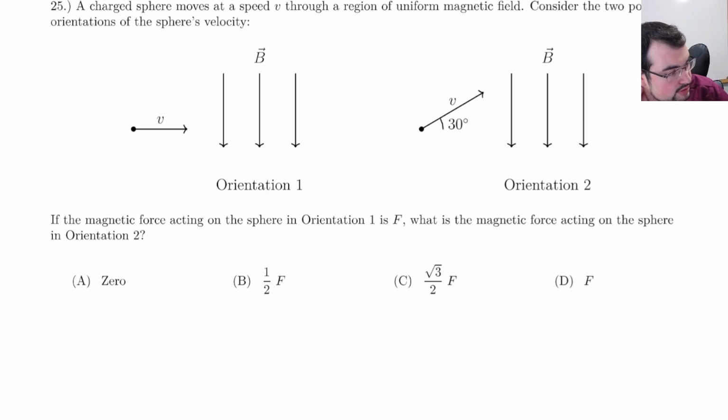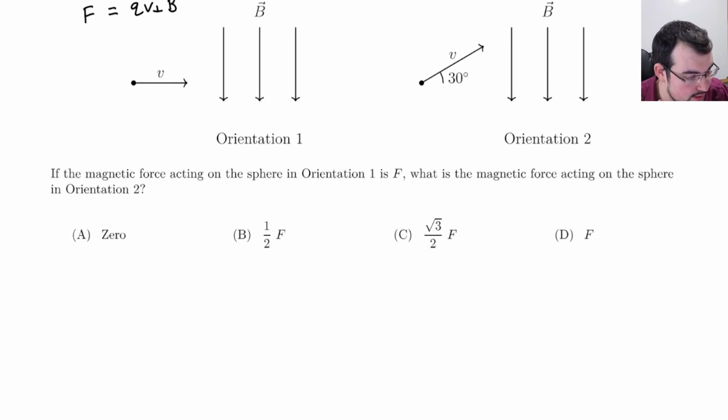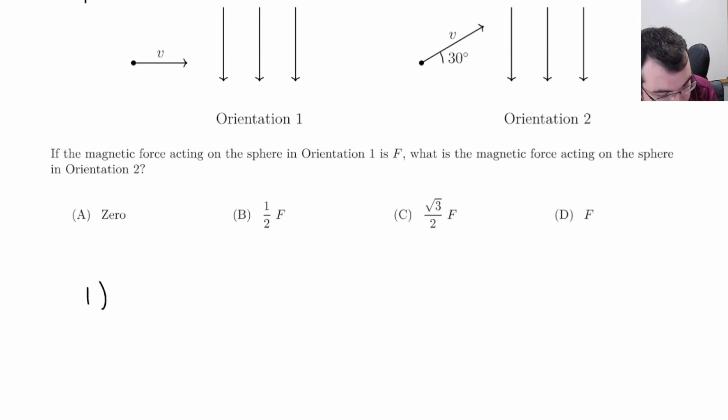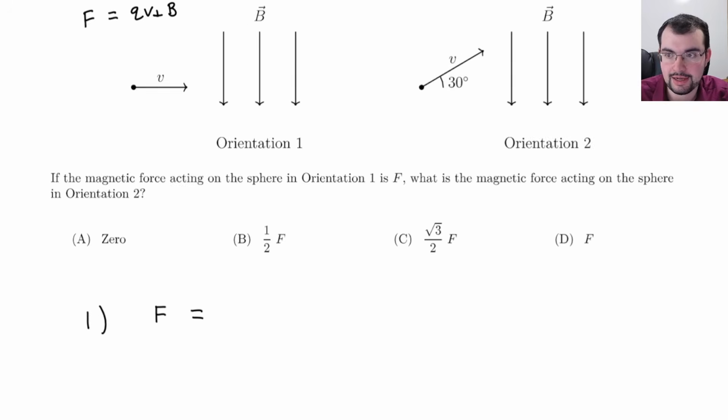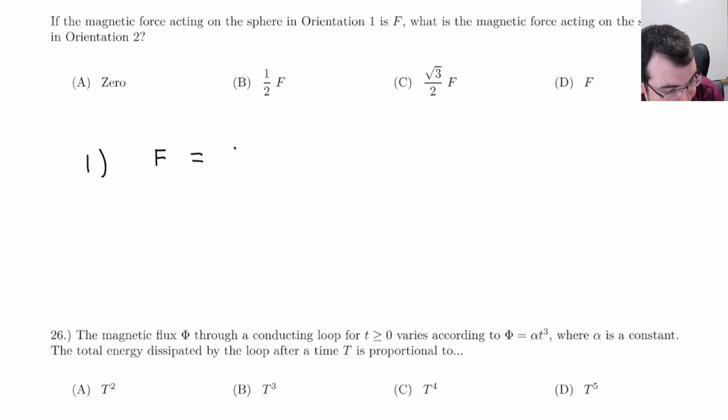So this, of course, uses the same principle we looked at before, where F is equal to QV perpendicular B. So we need to find how much of our field is perpendicular to V. So in orientation 1, it's entirely perpendicular, right? The V is entirely perpendicular to that field. That's a right angle. So F is going to be QVB, which is equal to 1 QVB, just to show the multiplier. All right.